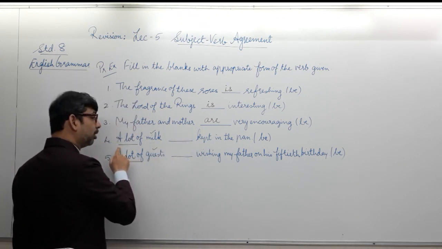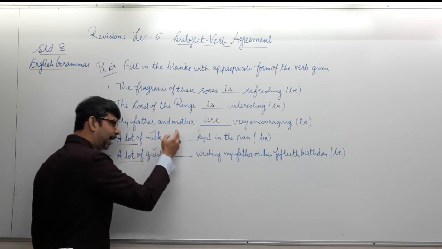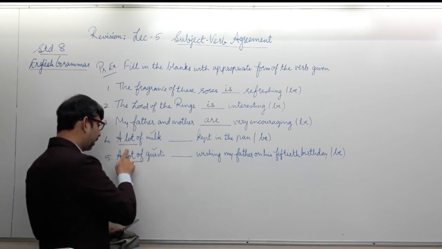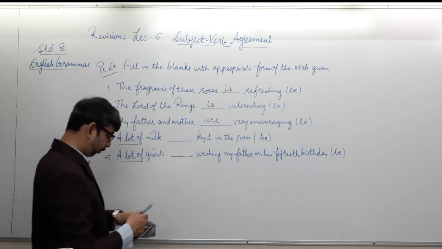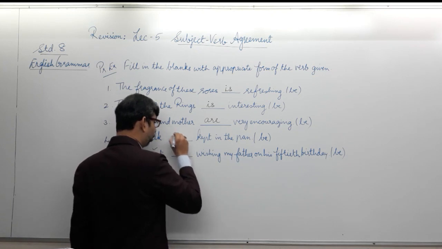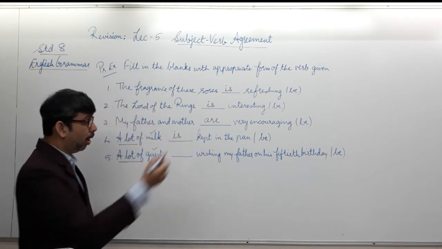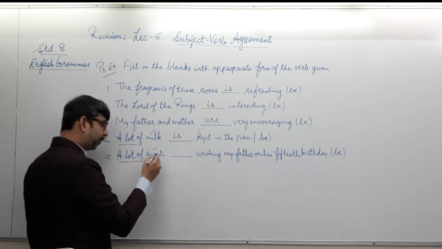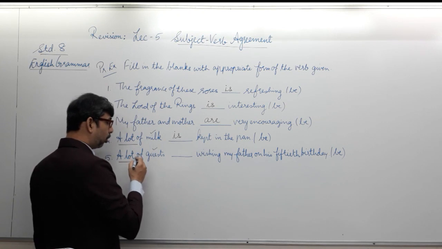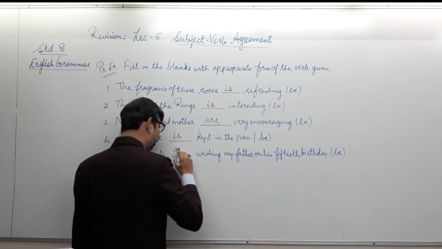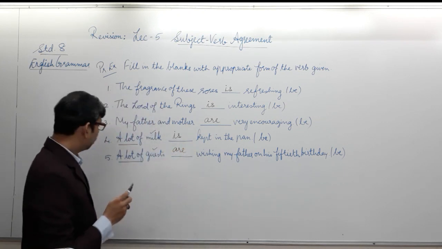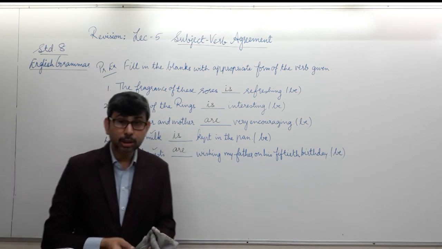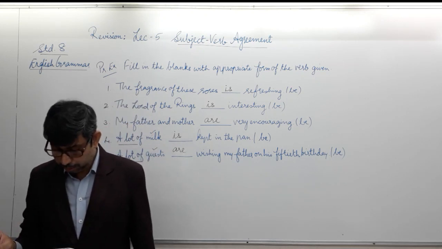We will be using a singular verb. A lot of milk is kept in the pan because the word milk is an uncountable noun, and along with that we have used the phrase a lot of. Therefore, we will make use of a singular verb over here, one of the members of the be family, that is the word is. A lot of guests, guests is a countable noun. So, a lot of guests are wishing and not is wishing. So, that was the purpose of writing the fourth and fifth together, so that we can compare the two and can easily learn something out of it.